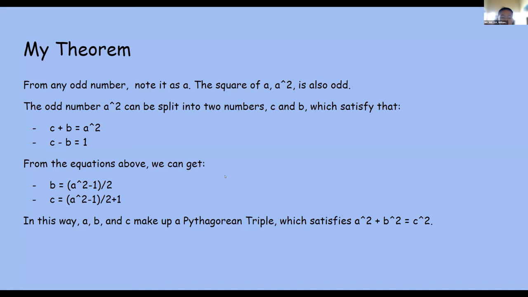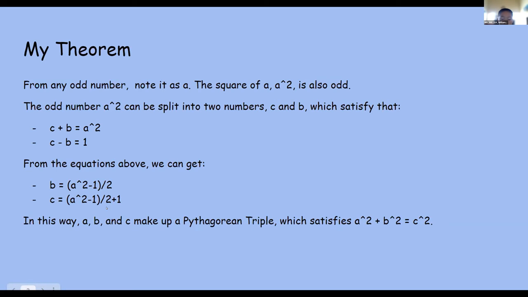Now let me introduce you to my theorem and how it generates the three numbers of the Pythagorean triple. My theorem takes any odd number and notes it as a. Since a is odd, a squared is also odd. So a squared can be split into two numbers, c and b, which satisfy that the sum of c and b is a squared, and c is one more than b. From the equations above, we can get that b equals (a squared minus 1) divided by 2 through calculation, and c is just one more than that.